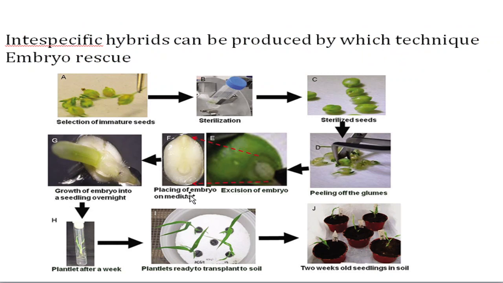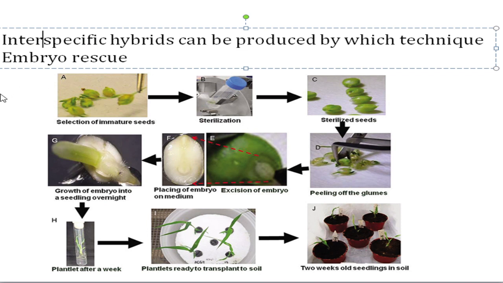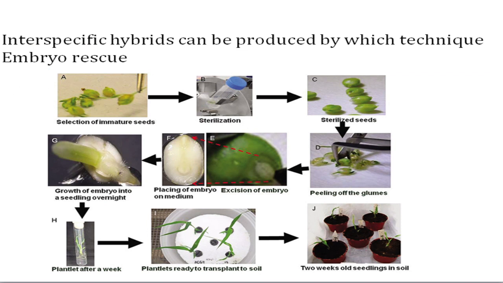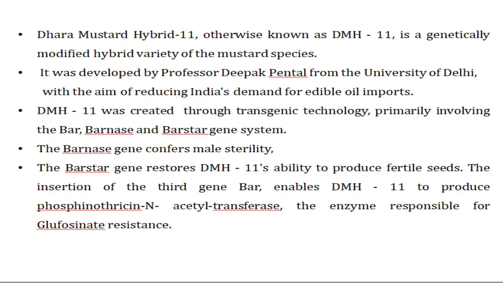Next is interspecific hybrids. Interspecific hybrids are generally produced by a technique called embryo rescue, where they collect those embryos that do not have the capacity to form a mature plant. They collect the embryos and grow them in the lab. Next, regarding GM mustard, a question has been asked.